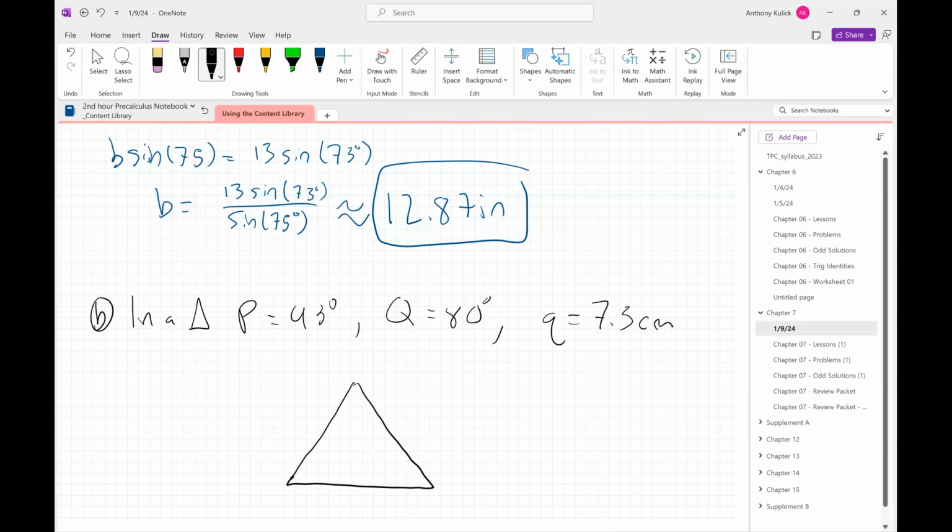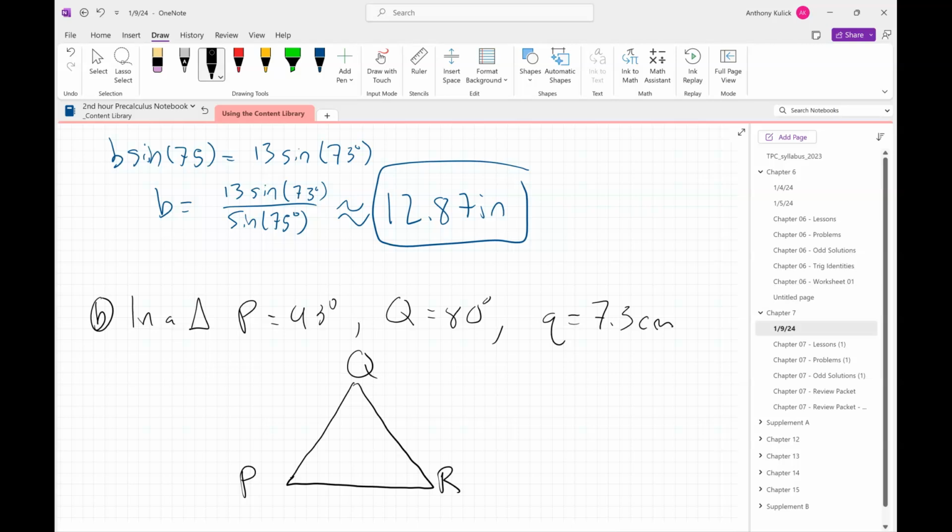What are the three letters we should use? PQR is what I would use, right? R is the next letter after Q. Does it really matter what letter I use? Not really, but come on, it's just the alphabet, guys.